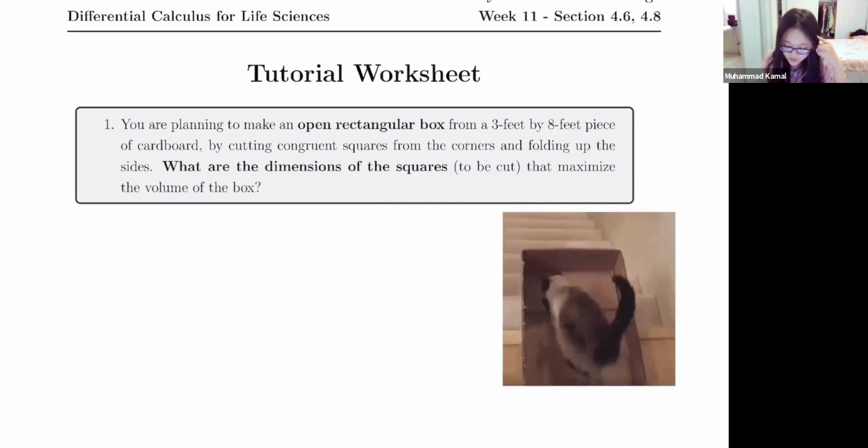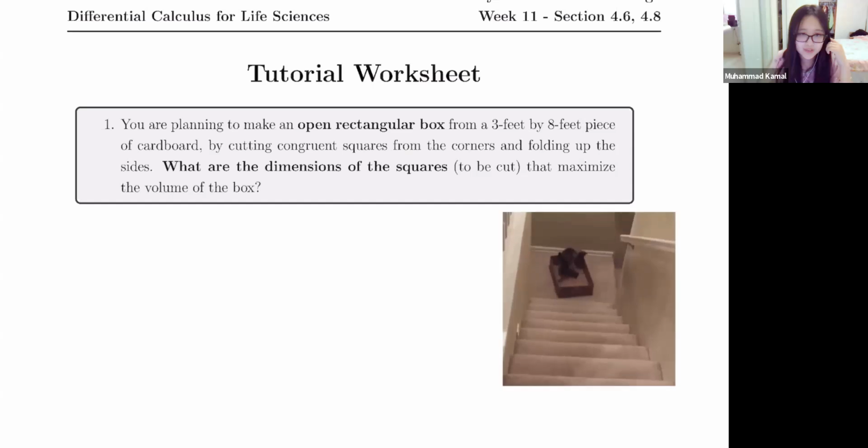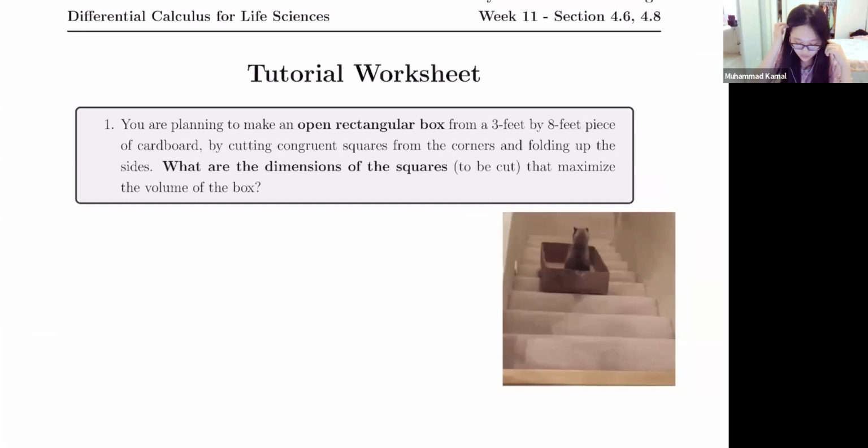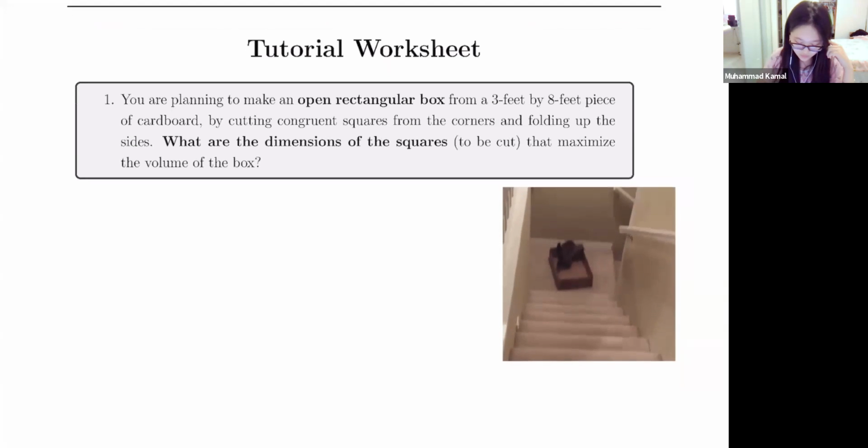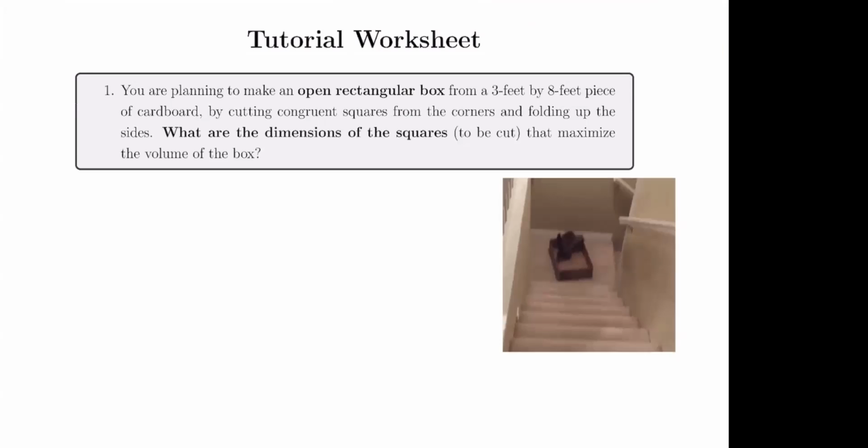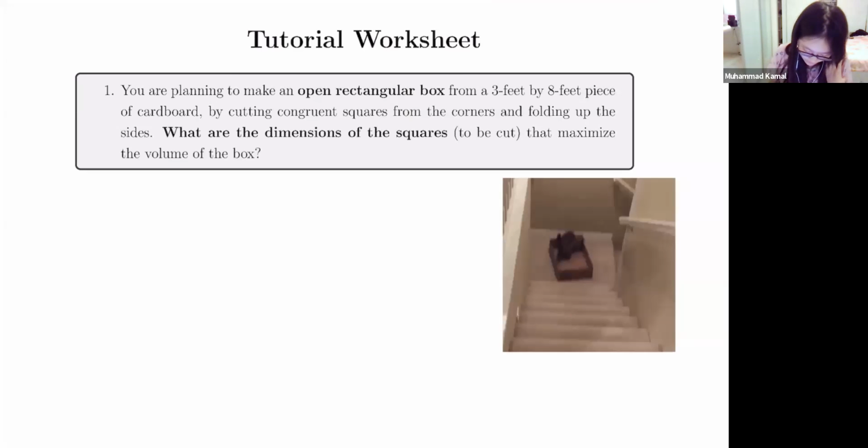So for question 1, what kind of problem is it? Anyone know? Optimization problem? Exactly, optimization problem. Okay, so for an optimization problem, your first step is to read and understand the problem. You need to find your variables, find what you are trying to optimize.